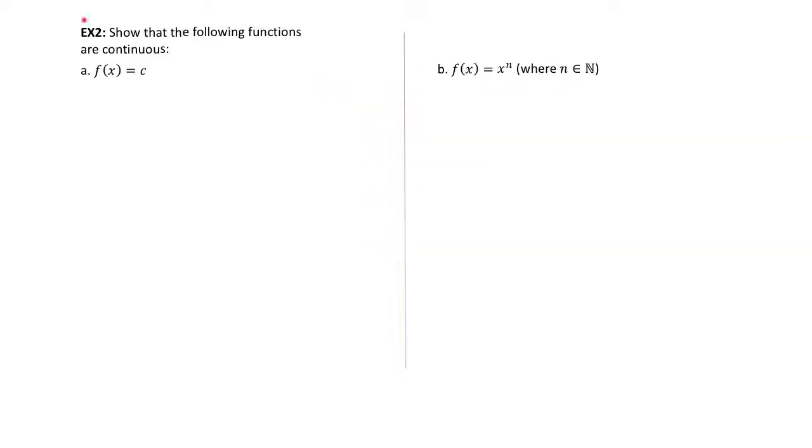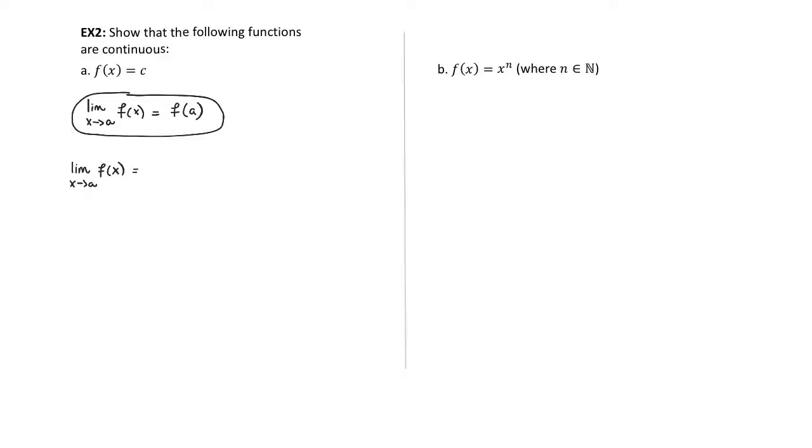I want us now to look at example 2. Show that the following functions are continuous for every value of x in its domain. So again, to show continuity, we have to show that the limit as x approaches a of our function f of x is always equal to f of a. This is what we need to be able to show. So when we do that, let's go ahead and try it out and see what happens. Let's take the limit as x approaches a of f of x.